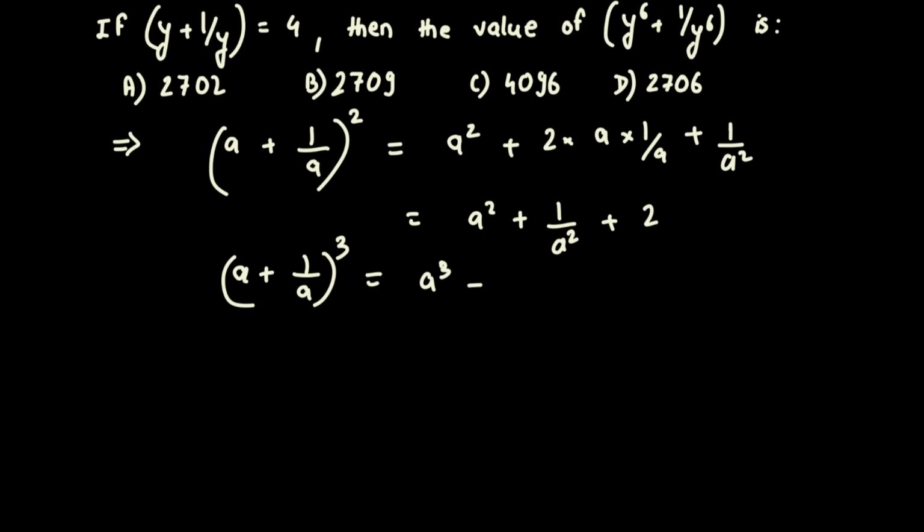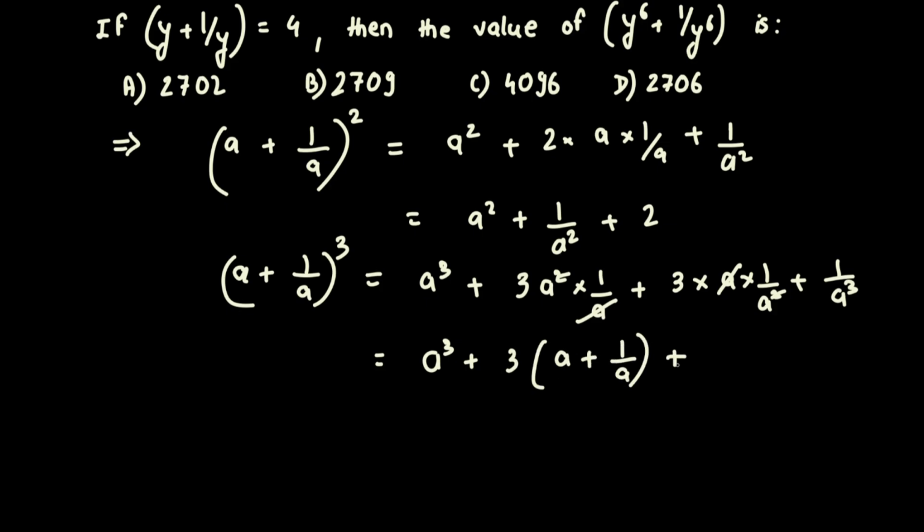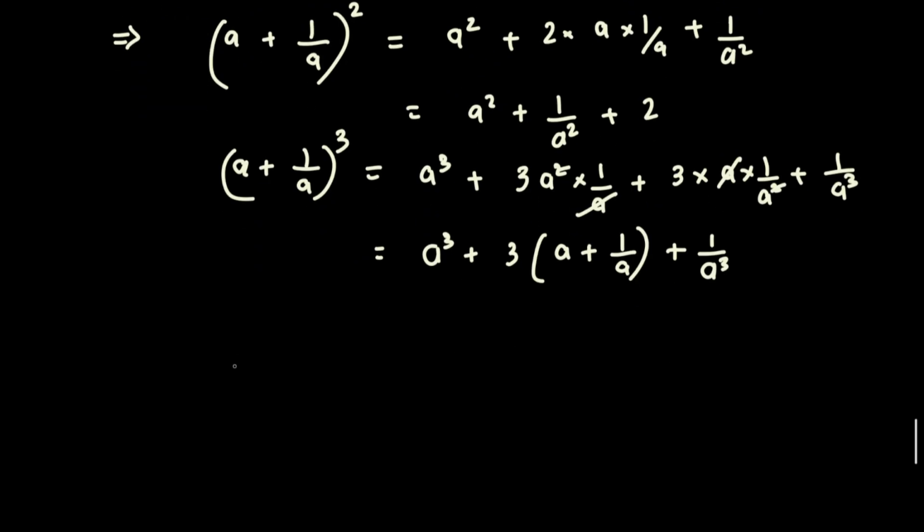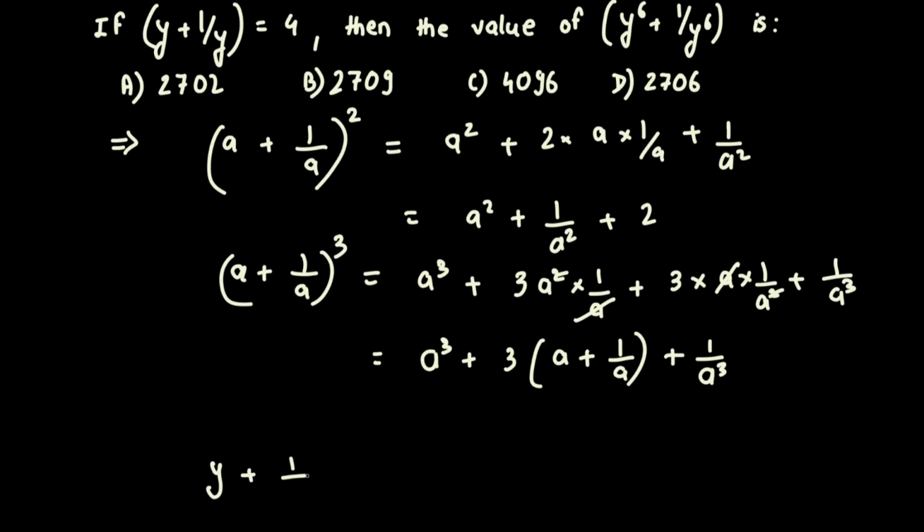To calculate y to the power of 6 plus 1 over y to the power of 6, let's start with a plus 1 over a the whole square and a plus 1 over a the whole cube. It can be written or simplified in this form. Having said that, we know that y plus 1 over y is nothing but 4.